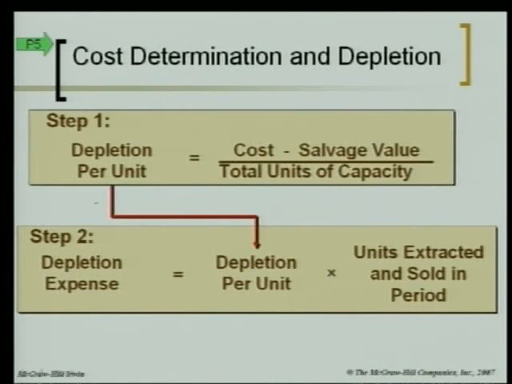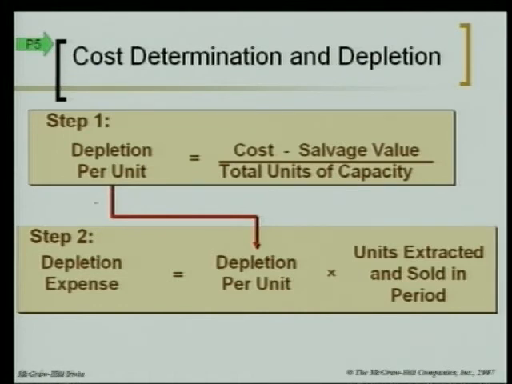First of all, the main thing is we do not use the word depreciation when we're talking about natural resources. We use the word depletion in its place. Thus, there's not depreciation expense for natural resources, there's depletion expense. There's not accumulated depreciation for natural resources, there's accumulated depletion. That's really the only difference.